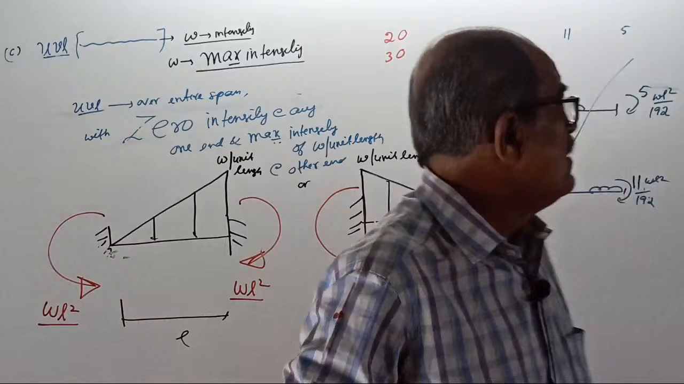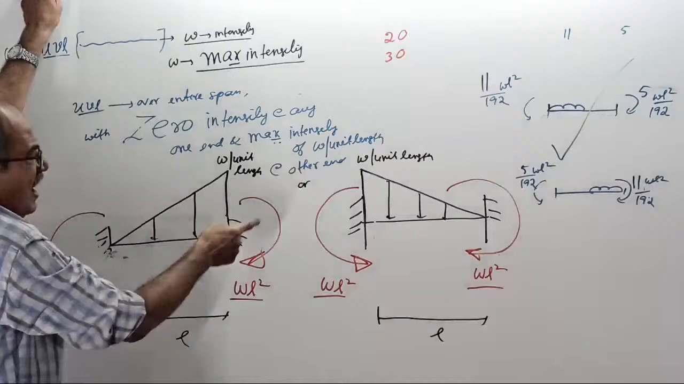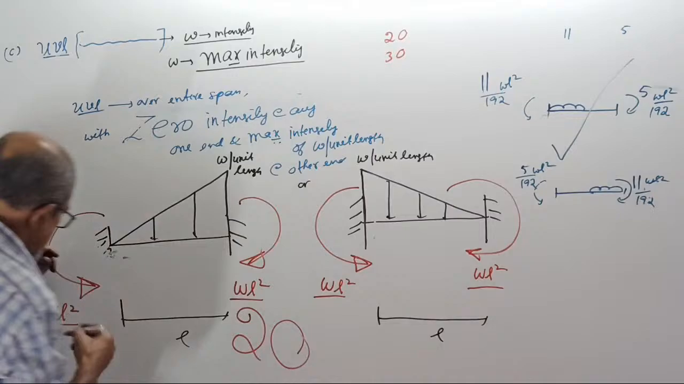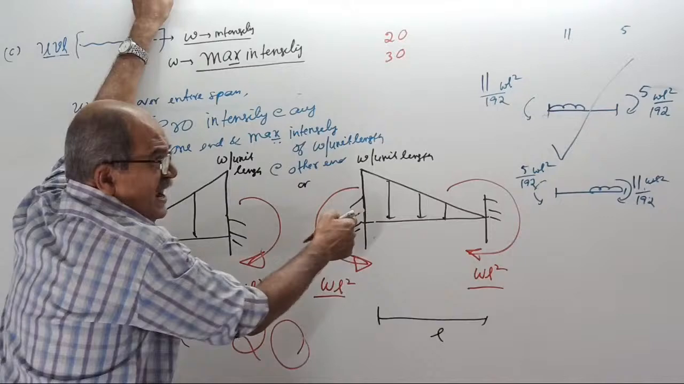Okay, so remember, here load is more predominant on that side. High moment should come here. So, this is divided by 20. This is divided by 30. Here, high load here, so high moment required. This is divided by 20. That is divided by 30. Over.